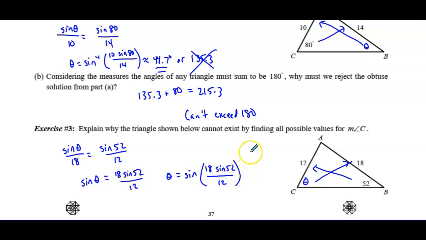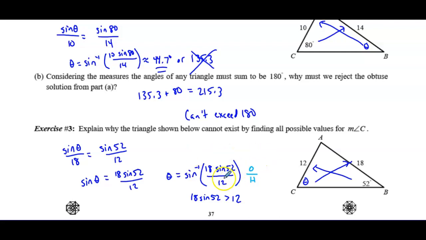Well, when I do this on a calculator, if I type 18 sine 52, it comes out greater than 12. And that doesn't make any sense here because remember, the sine ratio is supposed to be opposite over hypotenuse, right? So if the opposite side is bigger than the hypotenuse side, it's not going to work. That's a triangle that never existed.